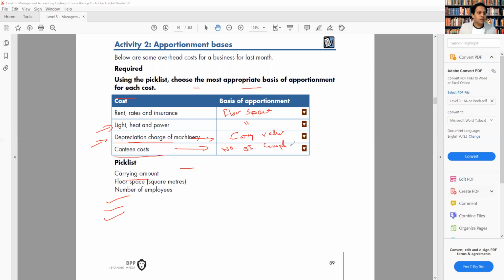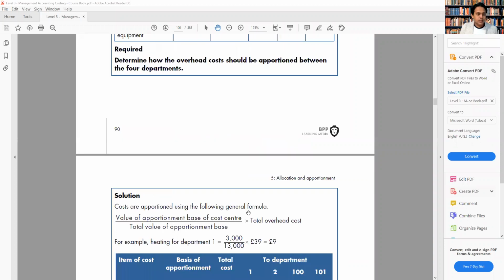Employees. All right. Very well done, Luis. Very well done, Michelle. Yes, all of you have the right answer. So now we know how we can choose the most suitable basis of apportionment. If you have any question from here, you can ask me now before we move to the next activity. All right, so very well done, very good. Let's move to the next one.